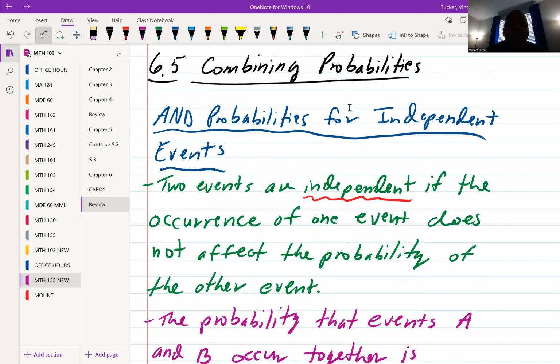We have and probabilities for independent events. So we have and probabilities and or probabilities. Right now we're looking at and probabilities for independent events. Two events are independent if the occurrence of one event does not affect the probability of another event.